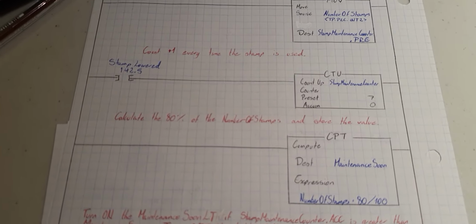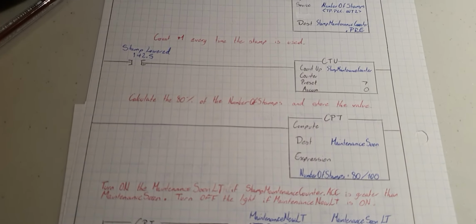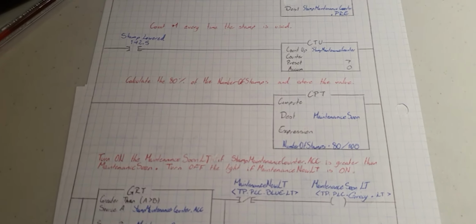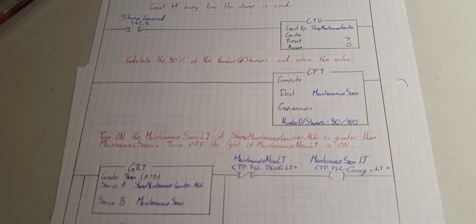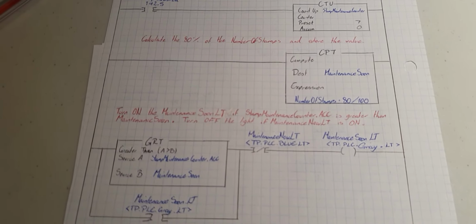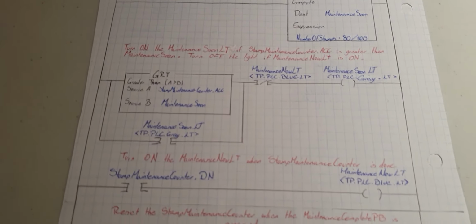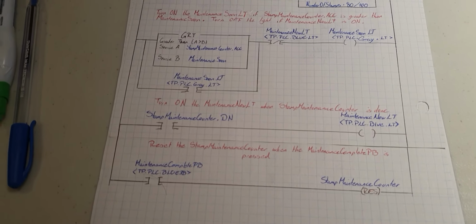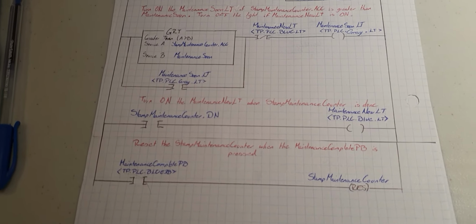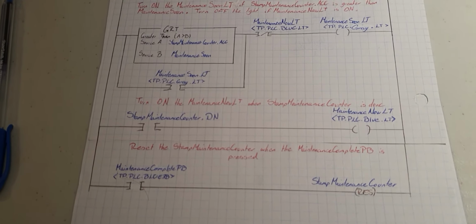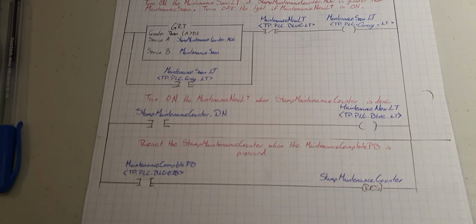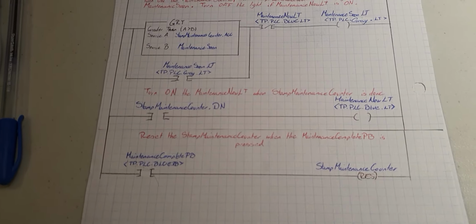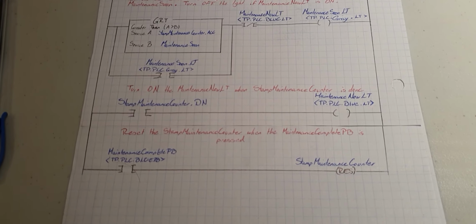This is a count up, so it will add 1 when the stamp is lowered. Here I use this compute block to calculate 80% of the preset value. If the 80% is reached, then the gray light turns on. But if the 100% is reached, then the blue light turns on. And the user can reset this by pressing the blue push button. So I think that was basically it.